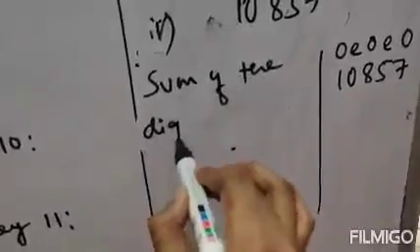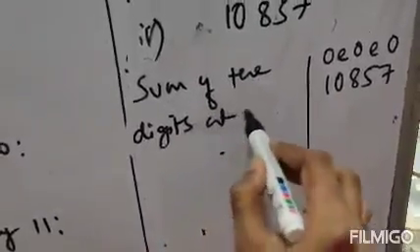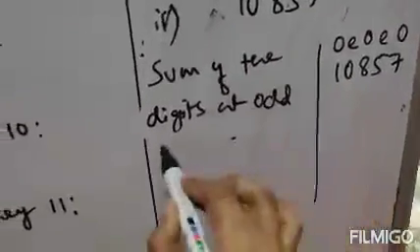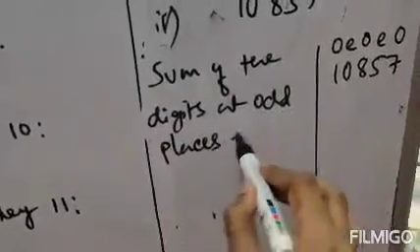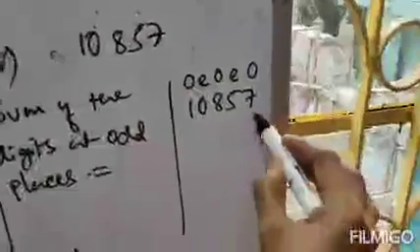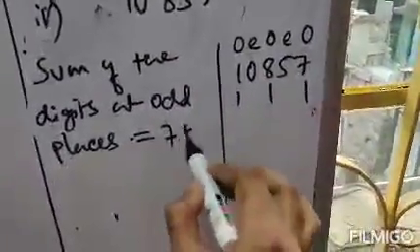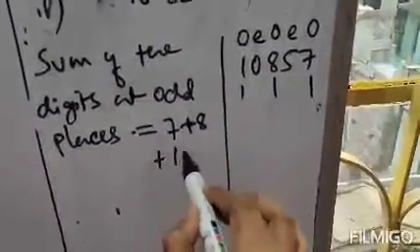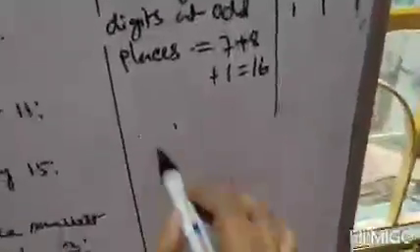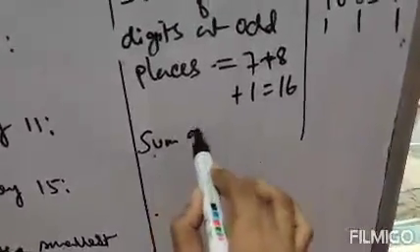Sum of the digits at odd places. Odd place means this is your odd, 7, this is your odd, this is your odd. So 7 plus 8 plus 1, it is 16. Now find out the sum of the digits at even places.